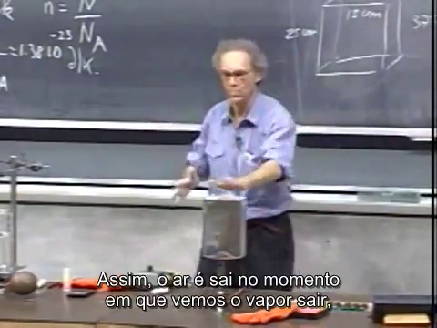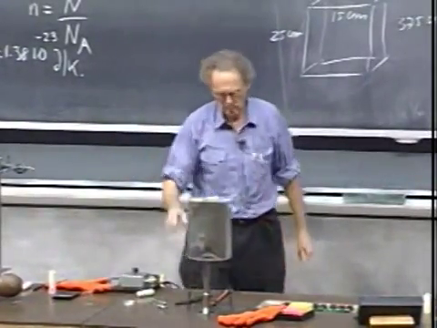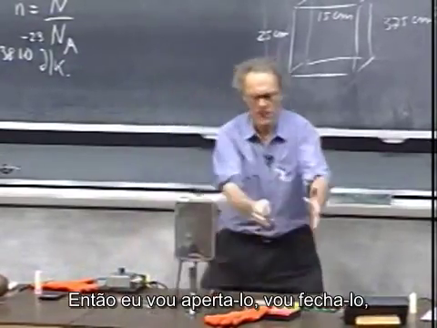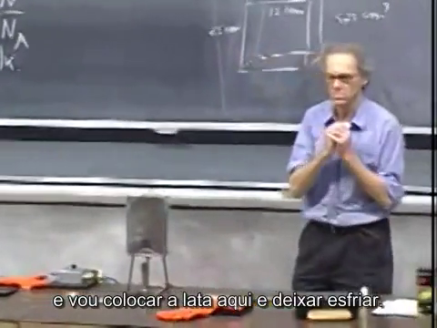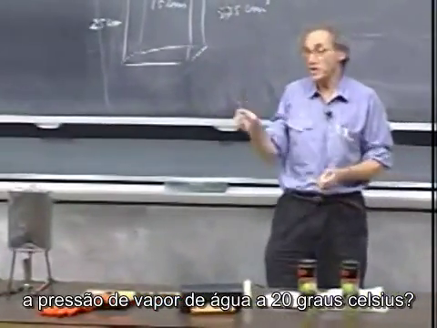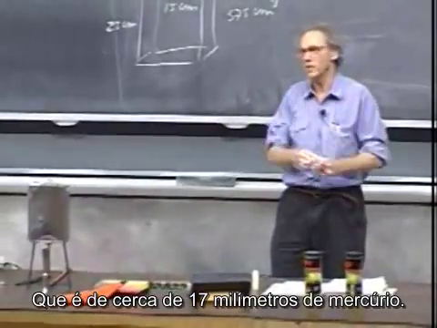So the air is gone. The moment that we see steam coming out, the air is gone. Then I will tighten it, I will close it. And I'll put the can here and let it cool. What would be the water vapor pressure at 20 degrees centigrade? I just told you that shortly. That is about 17 millimeters mercury.